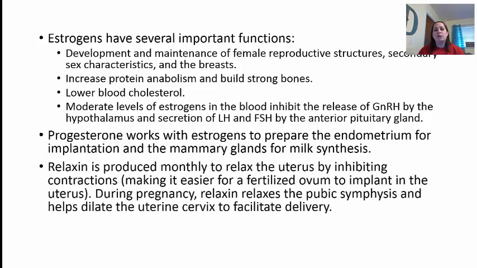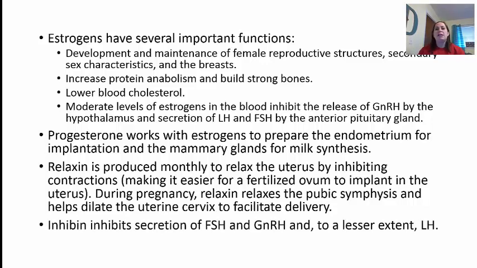Relaxin is another hormone that is released. It's produced monthly to relax the uterus by inhibiting contractions. This makes it easier for a fertilized ovum to implant into the uterus itself. During pregnancy, relaxin is going to relax the pubic symphysis and also help the dilating of the cervix to help facilitate the delivery of the baby.